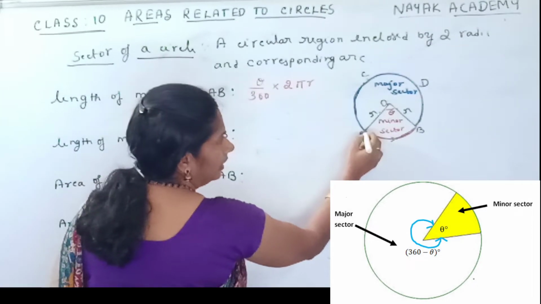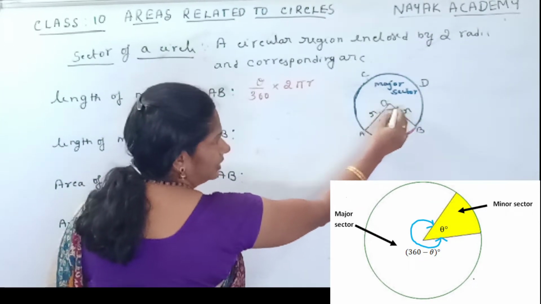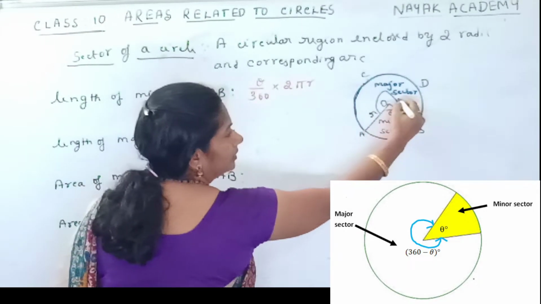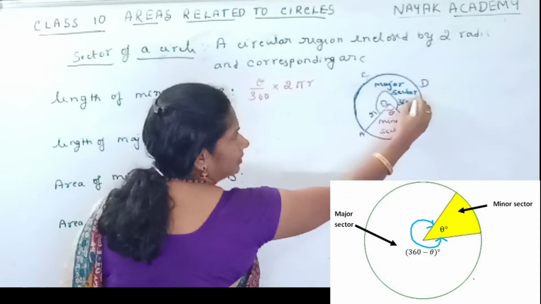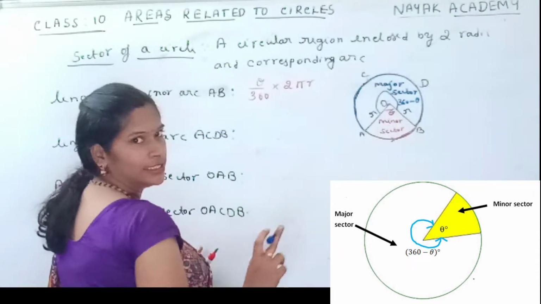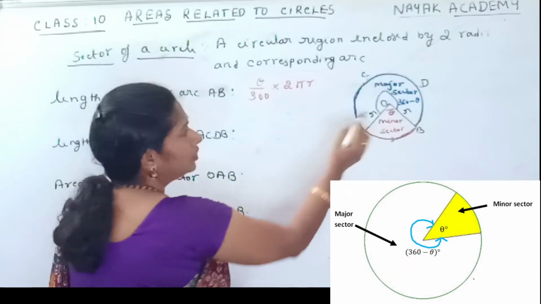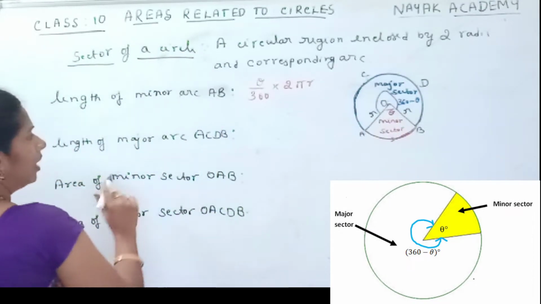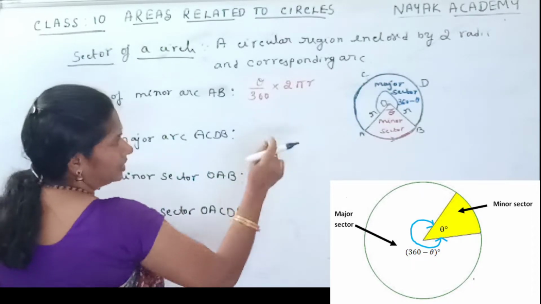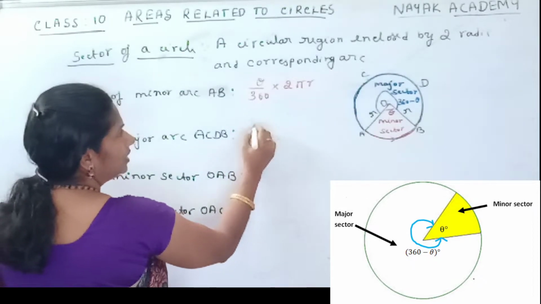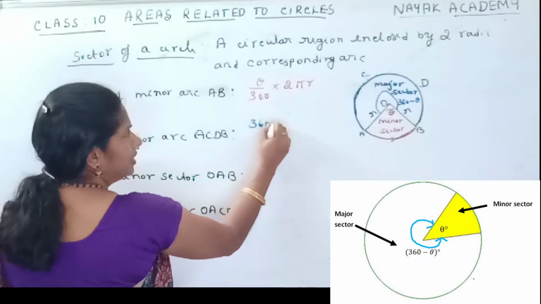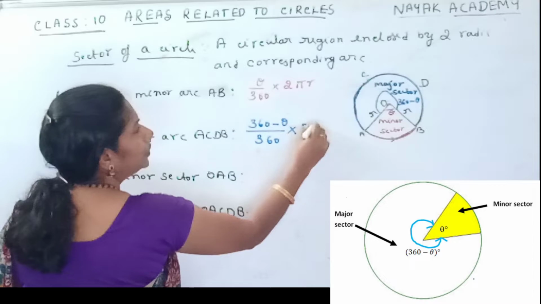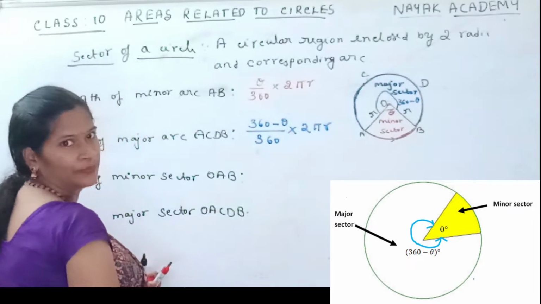Now angle AOB, if this is theta degree, then the outer angle will be 360 degree minus theta. You know that 360 degree is a complete angle, so this angle will be 360 minus theta degree. Now how will you find the length of the major arc ACDB? Using the formula (360 degree minus theta) divided by 360 degree into 2 pi r units.